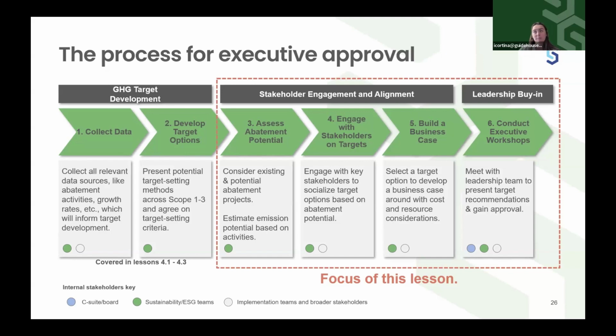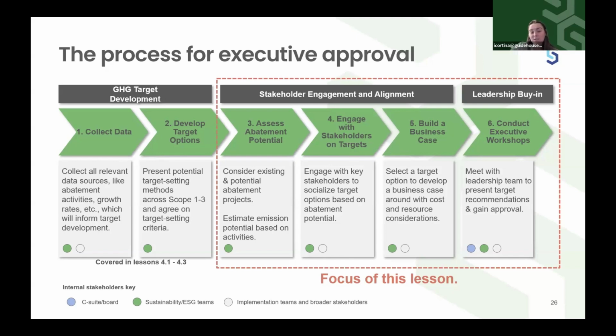to your leadership. So that brings us to the last step in leadership buy-in of conducting executive workshops. This is really when you meet with your leadership teams, present the target recommendations, answer any questions that they may have, and gain approval for setting that target. And this really includes all of the stakeholders that you've worked with so far, plus your C-suite or your board, whoever really has the ultimate ability to approve this target and allow you to move forward with it.